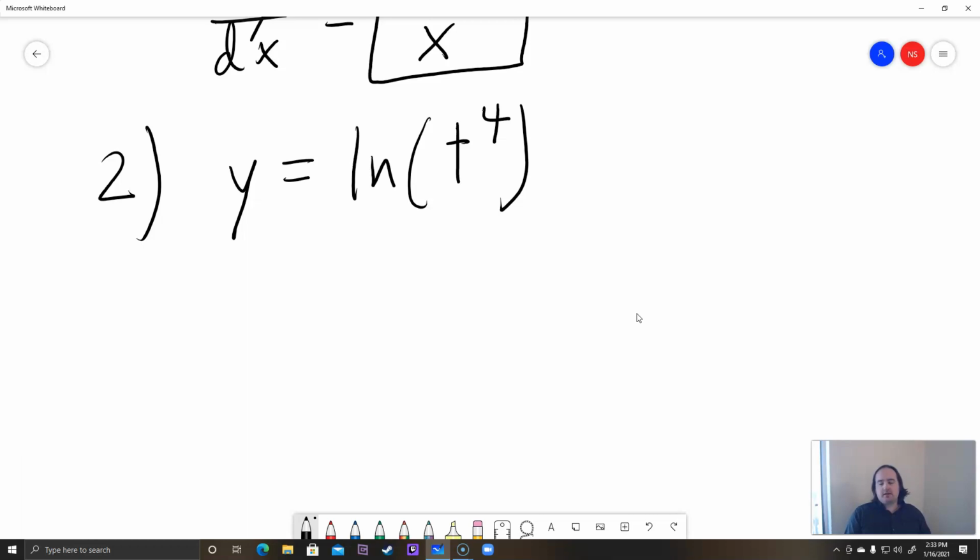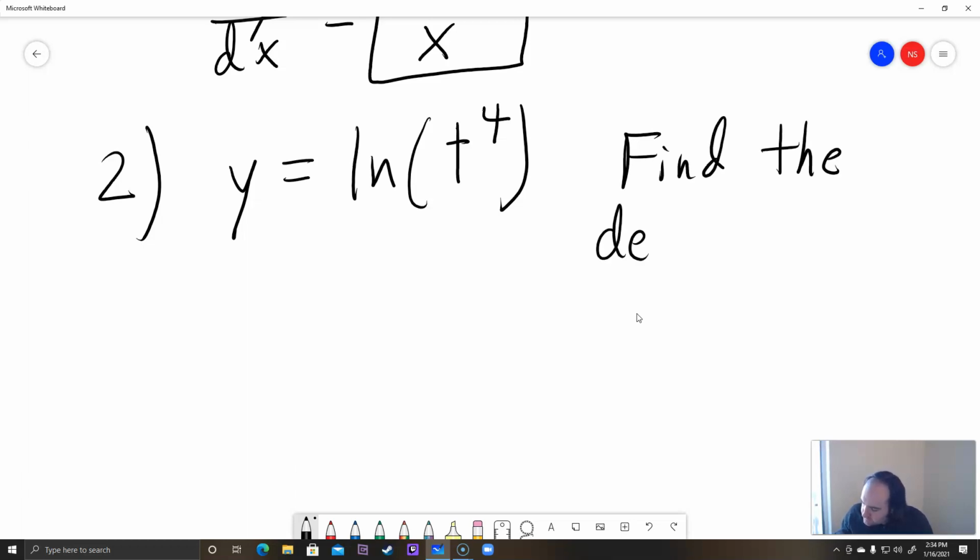Now this one's actually, we're finding the derivative with respect to t. So let me just change it in our instructions. Find the derivative with respect to t. I'm just going to write WRT. That means with respect to t. So here our independent variable is now t instead of x.